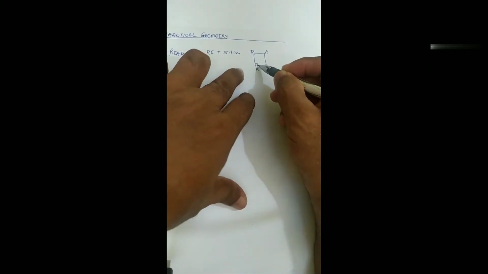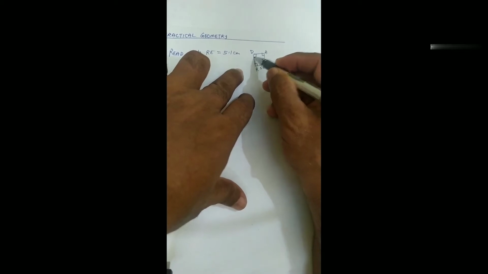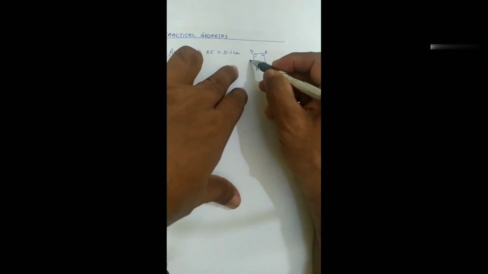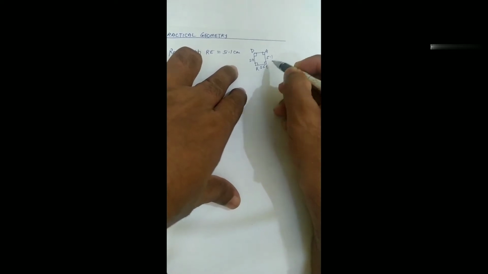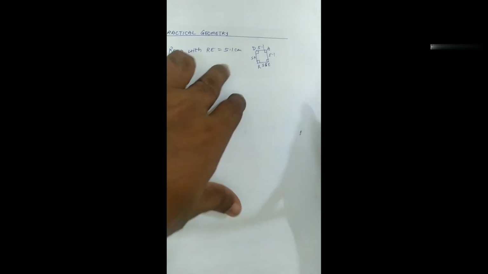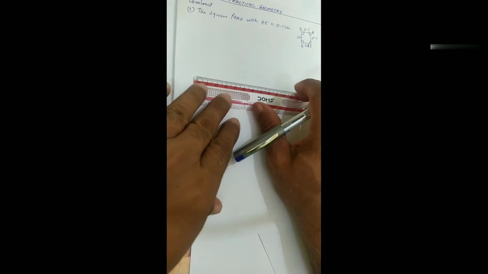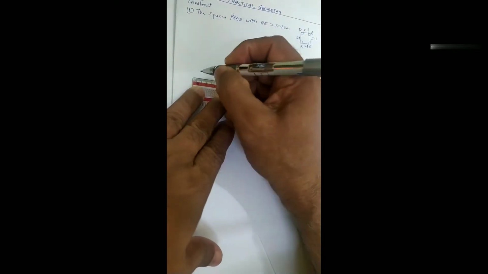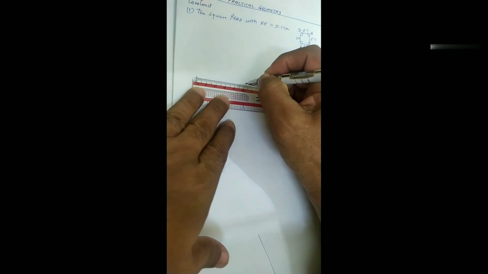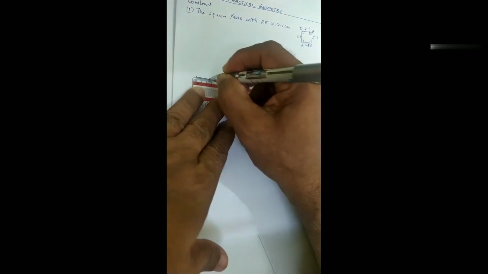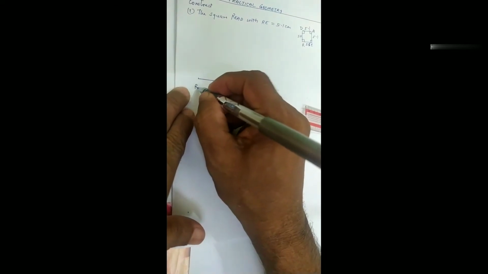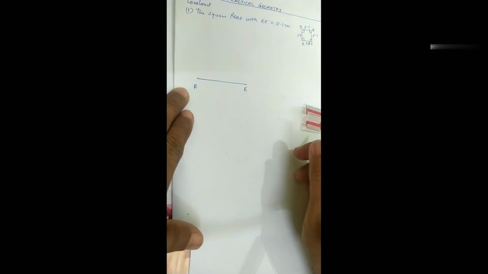For a square we also know that all the angles are right angles and all the sides are equal, 5.1. So we will take RE as 5.1 centimeters and we will construct a 90 degrees angle at both sides.